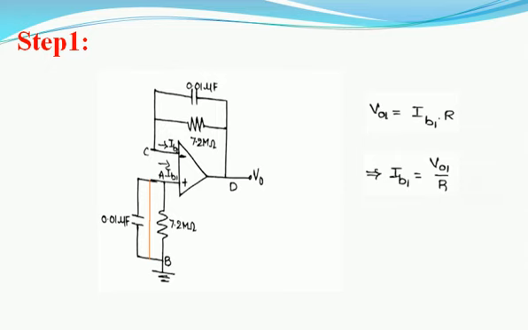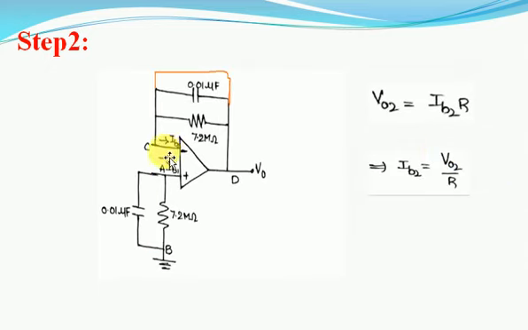Similarly, short the terminals C and D. If the C and D terminals are shorted, the voltage at the C terminal is equal to the output voltage. In that case, we have to measure the output voltage due to the bias current IB2. Now let us write V02 as IB2 into R. Finally, we can find the IB2 value as V02 by R.